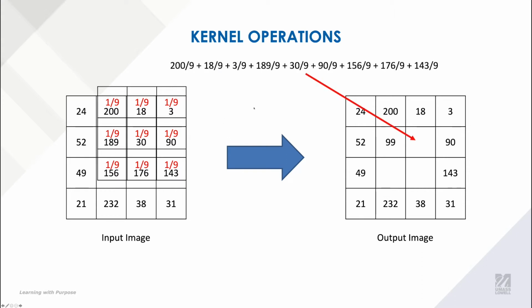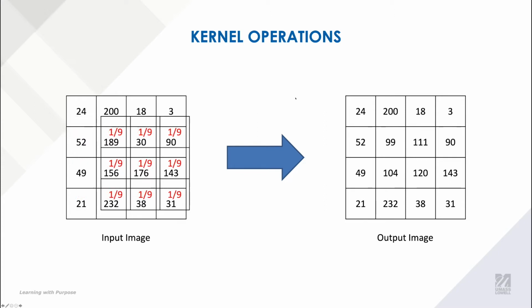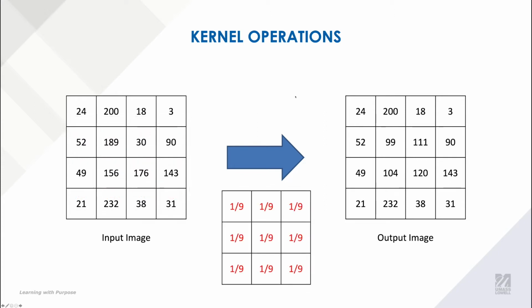Once again, we take 200 here, multiply it by 1/9, plus 18 times 1/9, plus 3 times 1/9, and so on. We're going to end up getting 111 for this pixel. We'll move the kernel to the bottom left of the image and get 104 for that one, and the bottom right gets 120. So what did we really do here? We took these 4 pixels in here and modified them so that they were the average of all the pixels around them, including themselves.